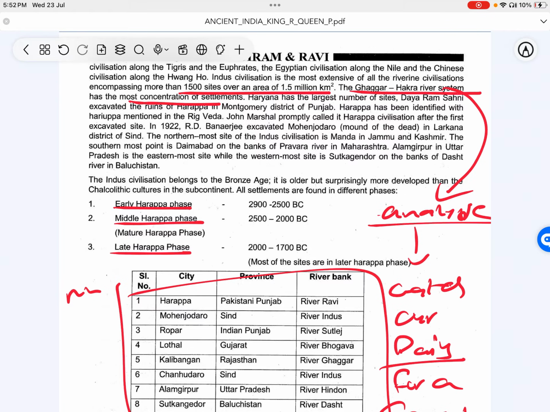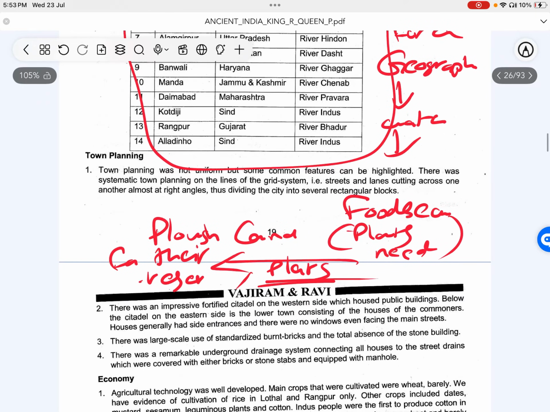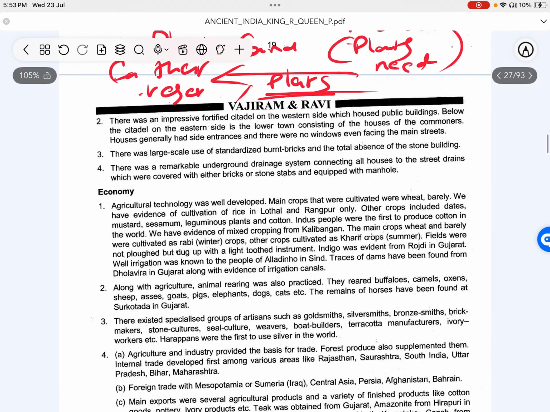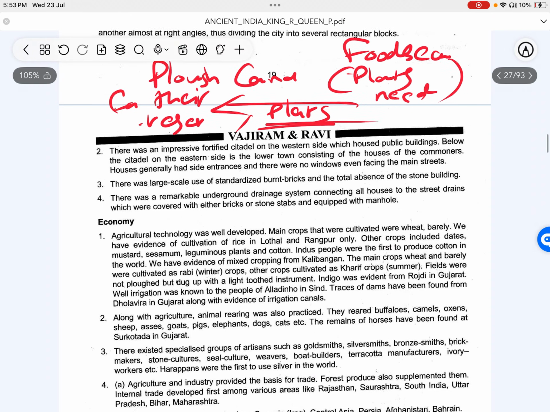You need to find the patterns, like how the settlements grow and diminish. It's like the growing of some organism, the growing of some civilization. For us also it is very important. And there was an impressive fortified citadel on the western side, which has public buildings.